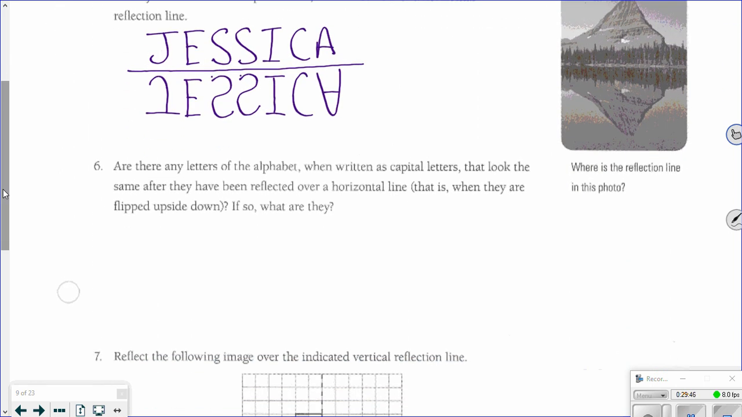And then the next one says, are there any letters of the alphabet when written as capital letters that look the same after they've been reflected over a horizontal line? That is when they're flipped upside down. If so, what are they? So I'll leave this one for you guys to figure out. Figure out if any of them look the same.